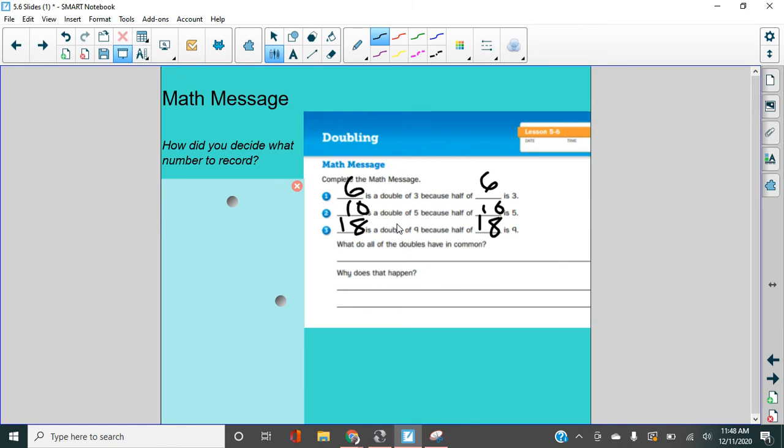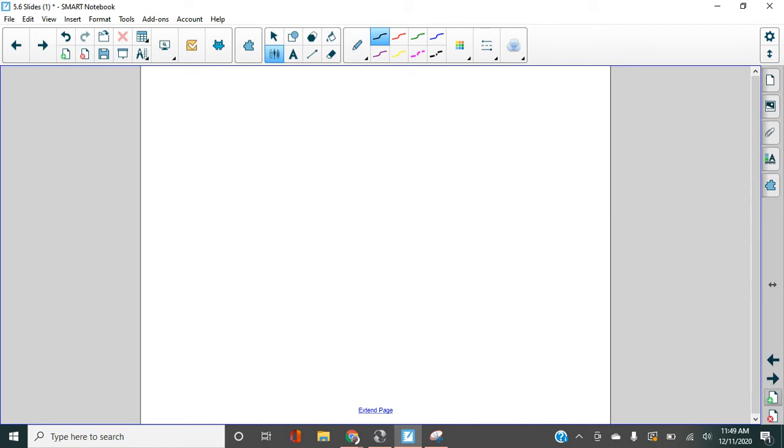Okay, if you say they're just doubles, well, that's true. But the question is kind of like, what do the numbers have in common? These are all even numbers. Why does that happen? Well, when you take any number and double it, you get an even number. Remember, even numbers end in 2, 4, 6, 8, or 0, right?